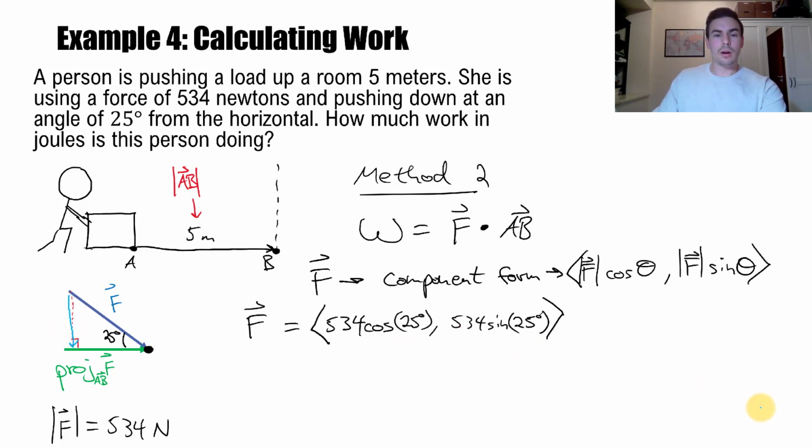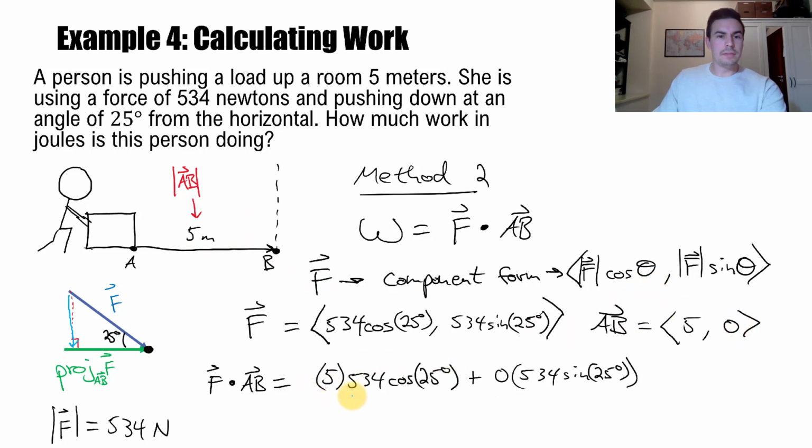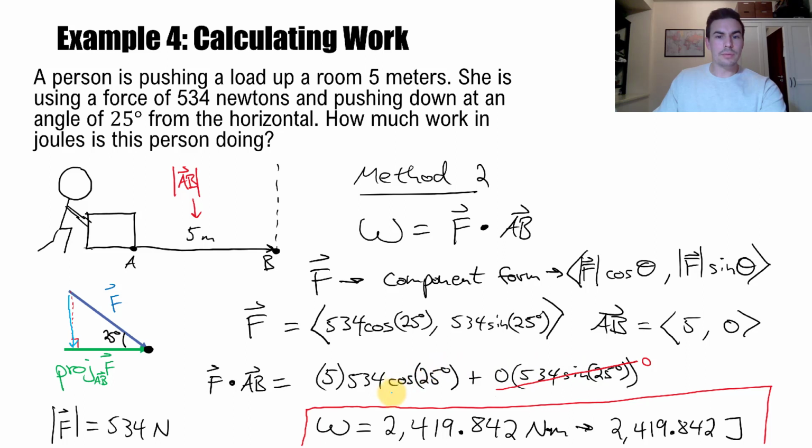In component form, AB is going to be 5, 0, because we're moving horizontally 5 meters. We are not moving vertically at all. So the dot product here, we could say 5 times 534 cosine 25 degrees plus 0 times 534 sine 25 degrees. And then this term here would go to 0, and we would be left again with 2419.842 joules. So both methods work in finding our work.